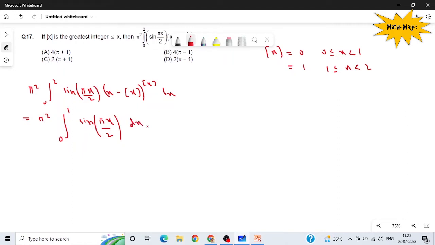So now this is dx, plus π² ∫ from 1 to 2 of sin(πx/2), then (x − [x]), where from 1 to 2 the greatest integer function is 1, so we have (x − 1) raised to, again, the greatest integer function value 1, then dx. Now the first integral is easy. For the second integral we have to apply the u-v rule.